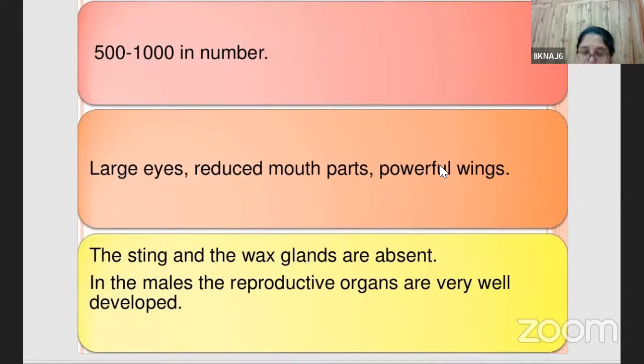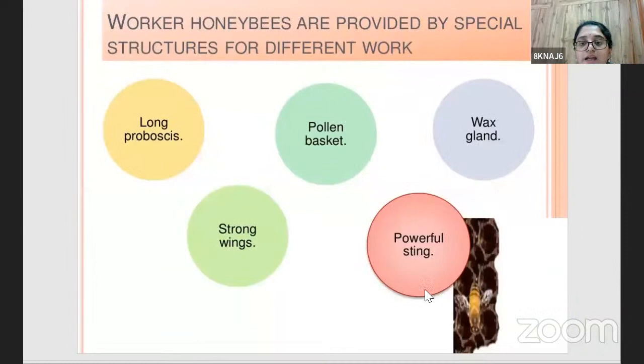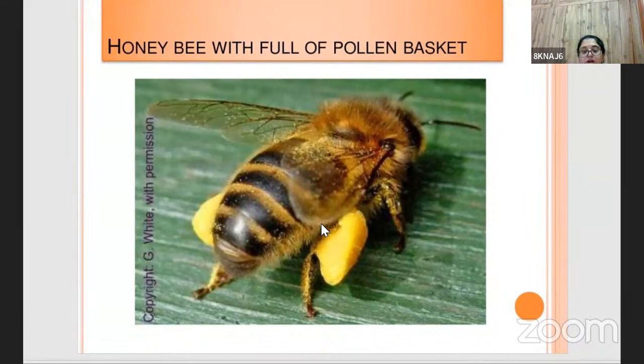And the worker is the smallest, produced from the fertilized eggs, developing from egg to adult in 21 days. Lifespan is around 6 weeks. All outdoor or indoor activity is performed by the worker honeybees only. Again, these different structures are present, because of which honeybees are more special: the presence of wax gland, pollen basket, long proboscis, strong wings, and a powerful sting for that matter. This is how the honeybee appears with a full pollen basket.